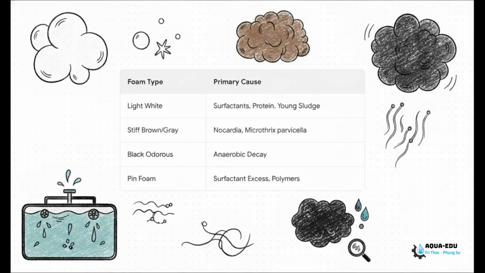But if it's a stiff, chocolate brown or gray paste, the kind that won't even break when you blast it with a high-pressure water hose, you're almost certainly fighting filamentous bacteria like Nocardia or Microthrix parvicella. Now, black, foul-smelling foam, that points straight to anaerobic decay inside those thick foam mats. And if you're seeing tiny, persistent white pin foam in your effluent, that usually means you've got excess surfactants or polymers floating around in the system.